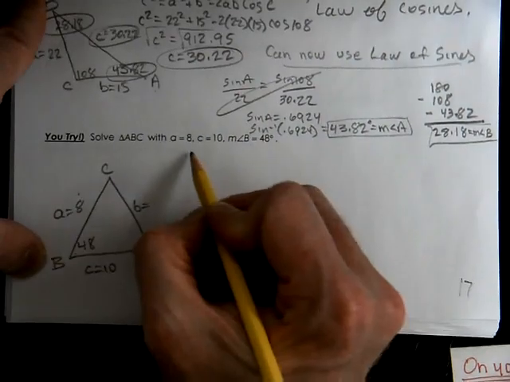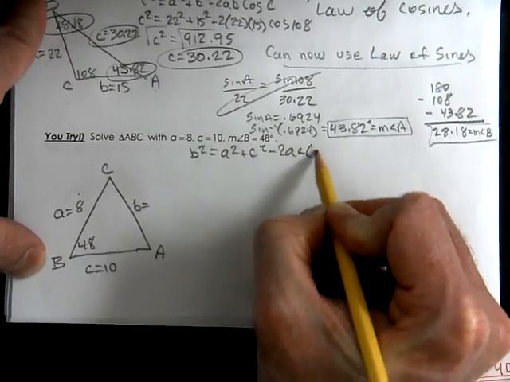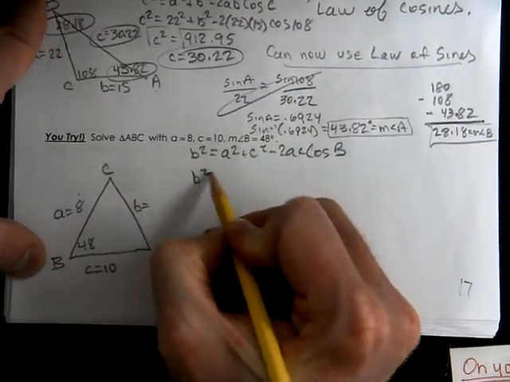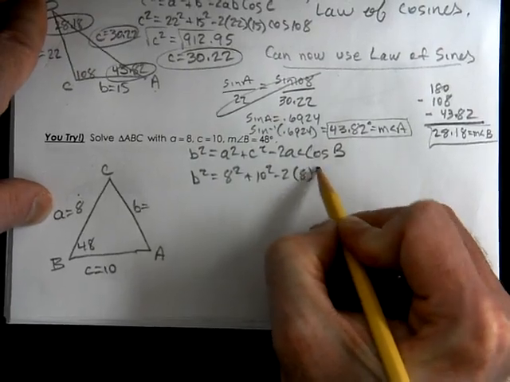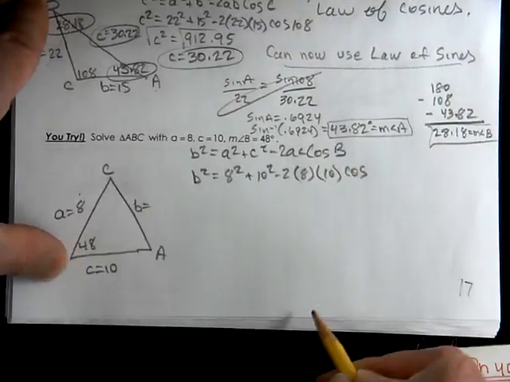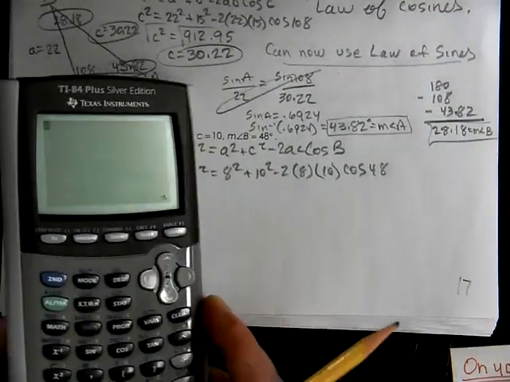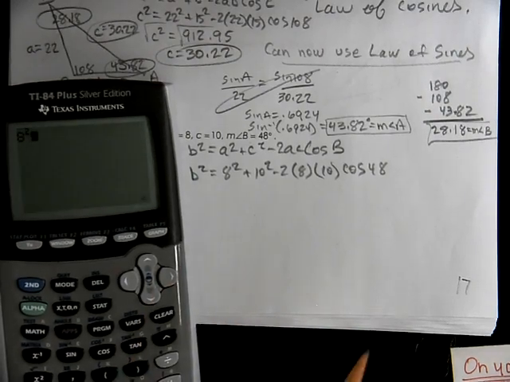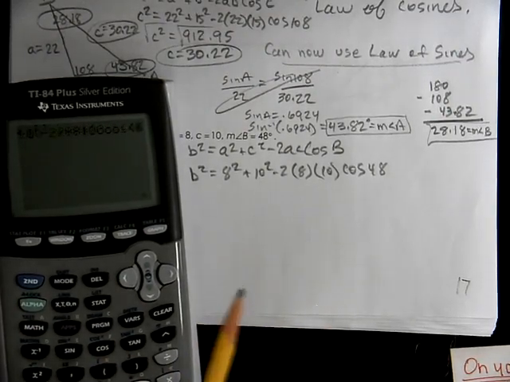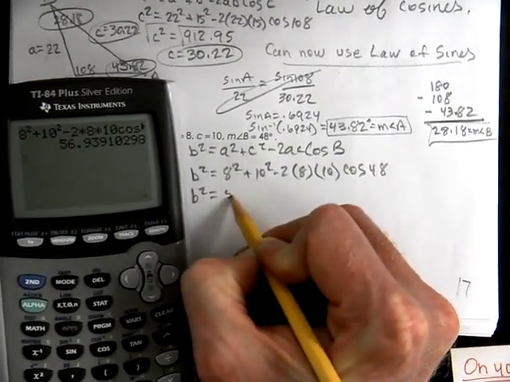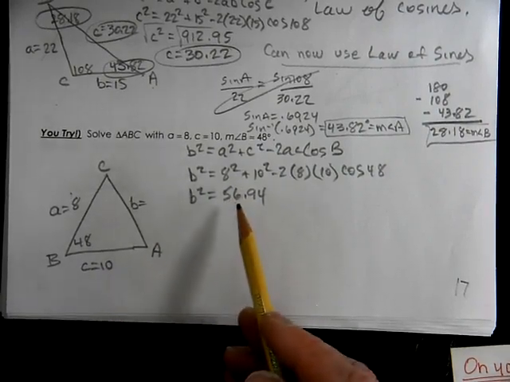And I'm going to solve for my B, so that's B squared equals A squared plus C squared minus 2AC cosine of B. I'm going to plug my values in. That's 8 squared, 10 squared. Okay, if you're at home, you can pause the video and see how your calculation comes out. This is a Try. So we have 8 squared plus 10 squared minus 2 times 8 times 10 cosine of 48.